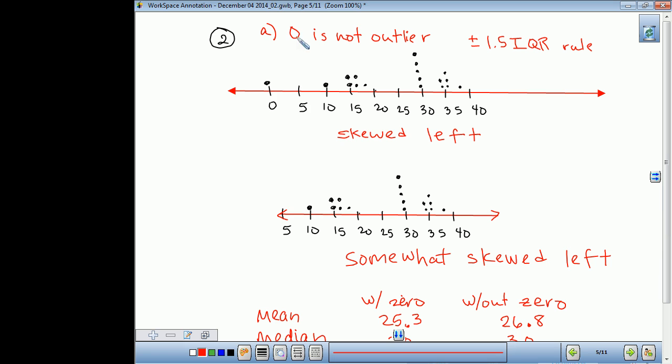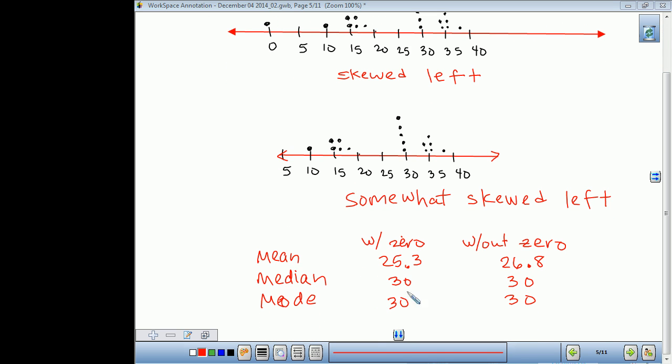So yesterday we determined, using the 1.5 IQR rule, that 0 was not an outlier. So our dot plot should have looked like this, and we could have called this skewed left. But if we said it was an outlier and dropped it, then our dot plot would look like this. I still think it's somewhat skewed left.